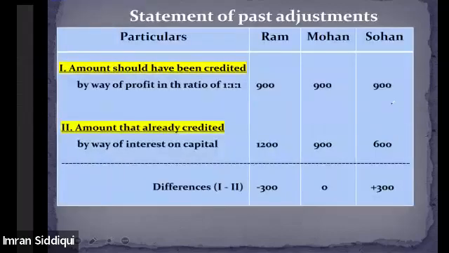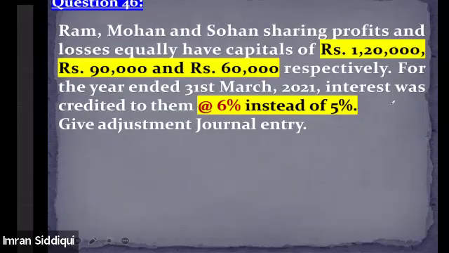So first of all, we'll calculate 6% on their capital contribution. The amount that should have been credited by way of profit in the ratio of 1:1:1, since they were equal partners. So first of all, calculate 5% that should have been credited by way of interest on capital.